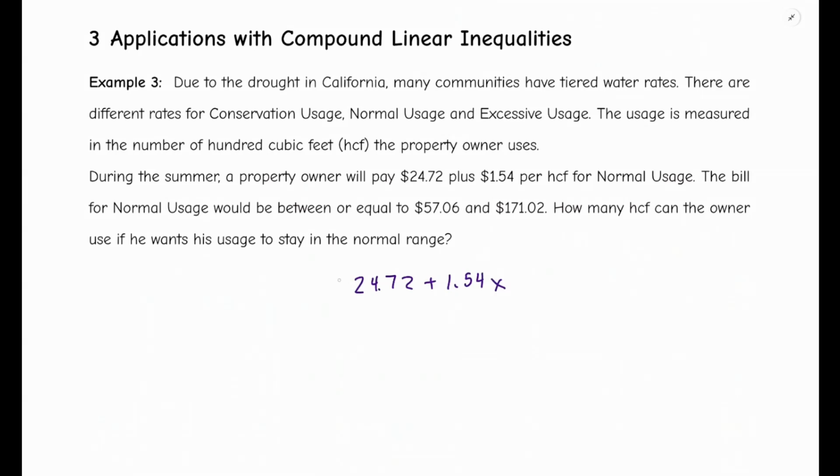And I want this to be between or equal to 57.06 and 171.02. So now we can solve this double inequality for x. So I'm going to subtract 24.72 from all three sides.